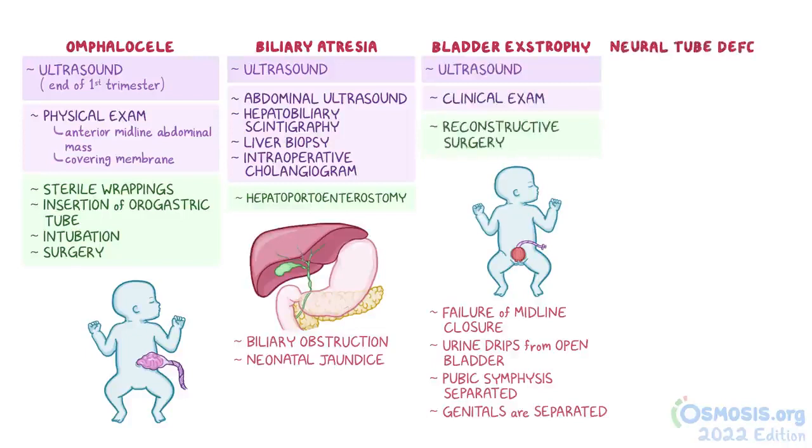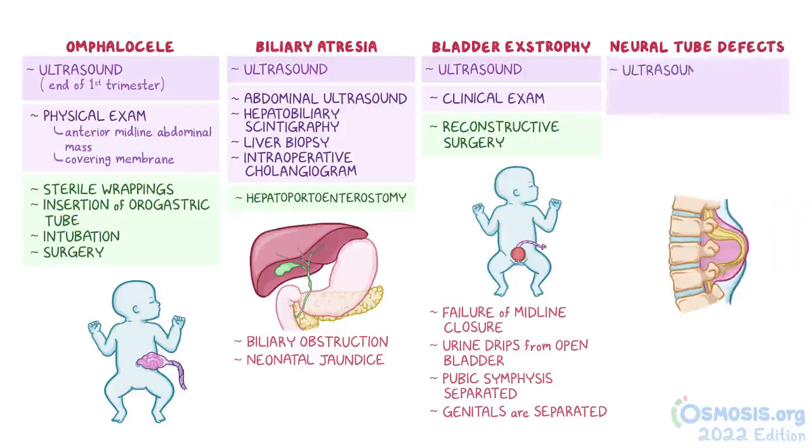Finally, neural tube defects are congenital anomalies that develop when a portion of the neural tube fails to close as it should during the 5th and 6th weeks of gestation. Prenatal diagnosis is based on specific ultrasound findings and high maternal serum alpha-fetoprotein levels. After birth, diagnosis is clinical. Treatment consists of surgery to close the opening wherever it might be.